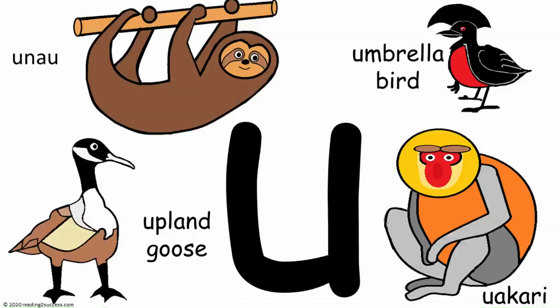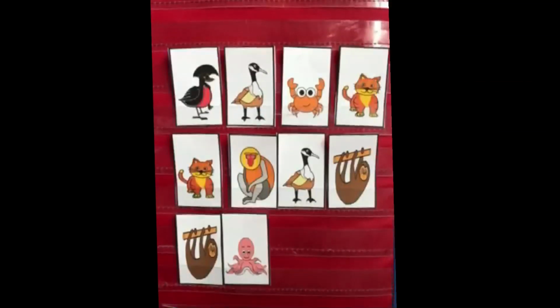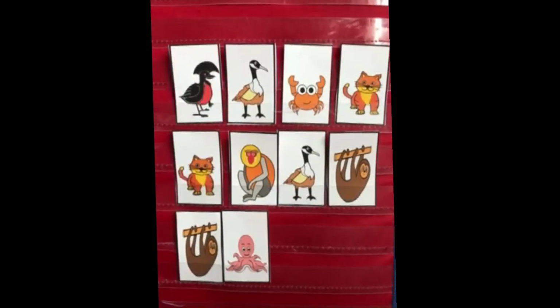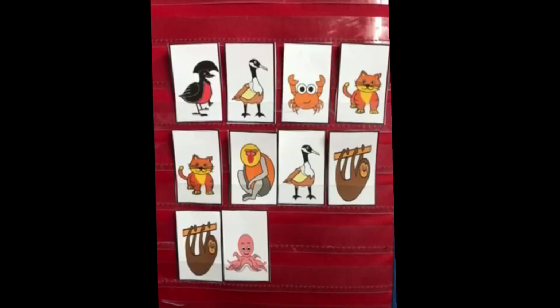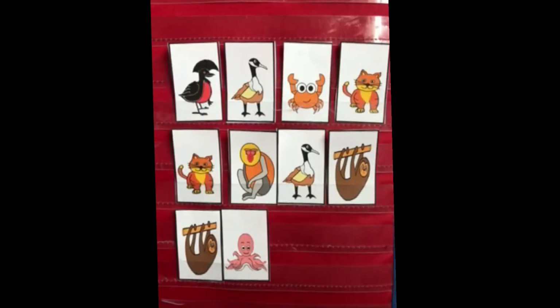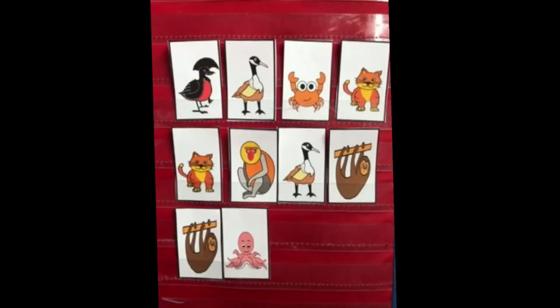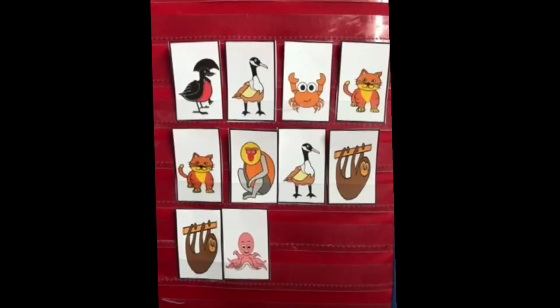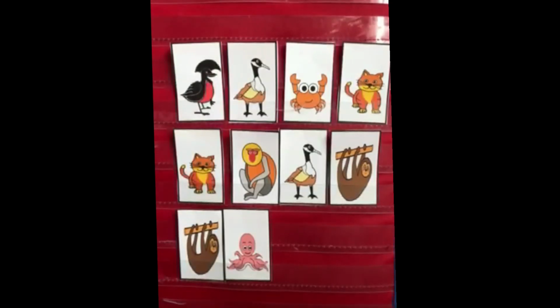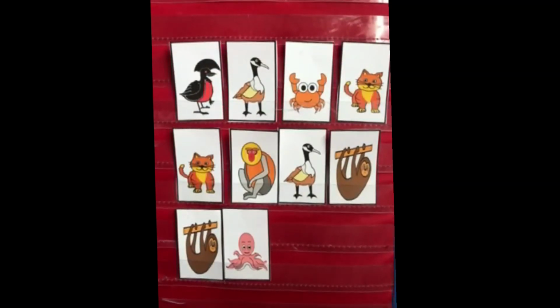Introduce umbrella bird's 3 friends: a numbat, a cuddy, and upland goose. Cut out all the picture cards and place them in a pocket chart, on a desk, or on the floor, whatever works. Say each picture, and if the picture begins with the U sound, have kids leave it in the pocket chart or on the desk.